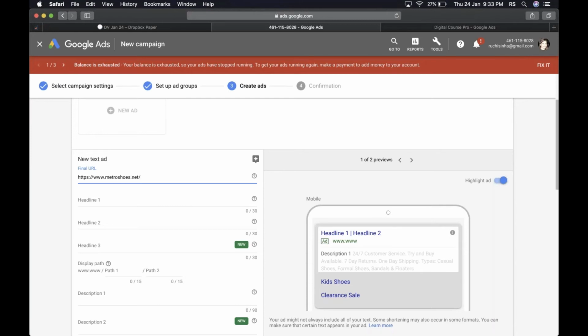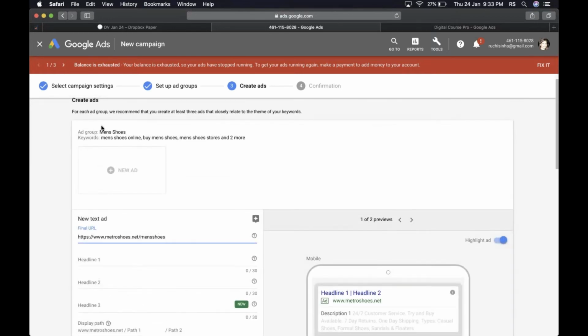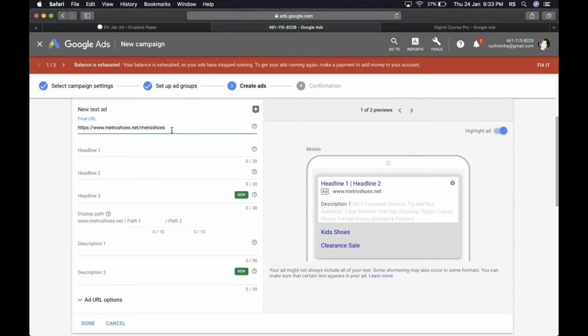Okay, I'm writing the ad now. This is the ad for the first ad group, men's shoes. I'm writing a final URL, and I'm just writing something random because final URLs are typically long. Now here I will add what will really show on my ad. You can see, guys, the preview also showing on the right hand side. Okay, so I'm saying no shoes, minimum.